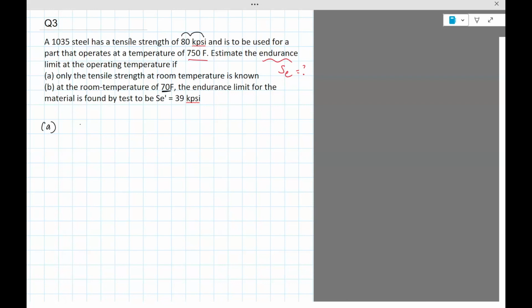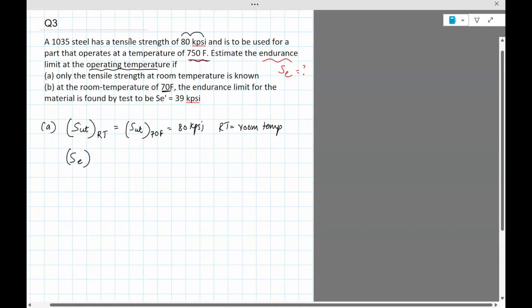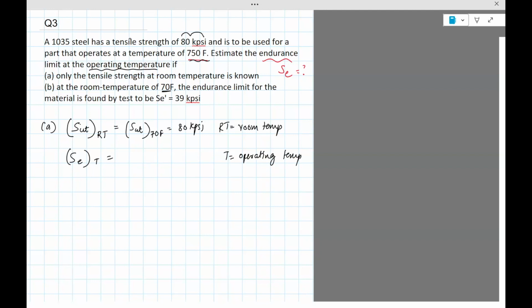So the tensile strength SUT, let's call that RT, where RT is room temperature. So SUT at 70 Fahrenheit is 80 psi. Okay, that's given. So we are asked to compute the endurance limit at the operating temperature, which is 750 Fahrenheit. Let's call that SET, where T is operating temperature. So SE at 750 Fahrenheit is unknown.